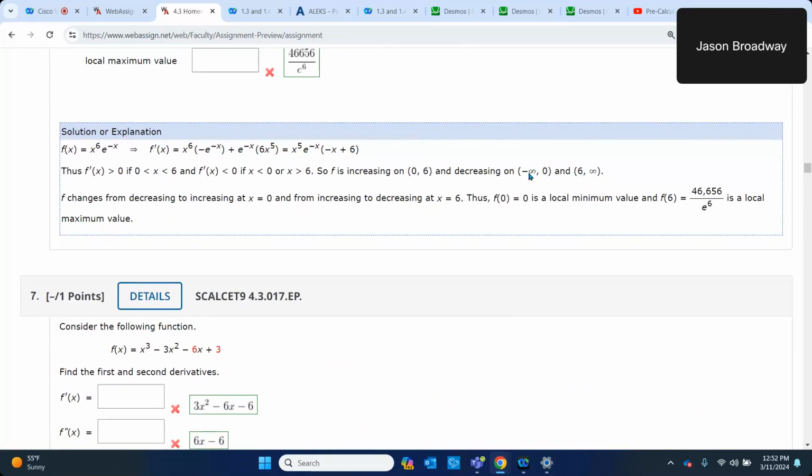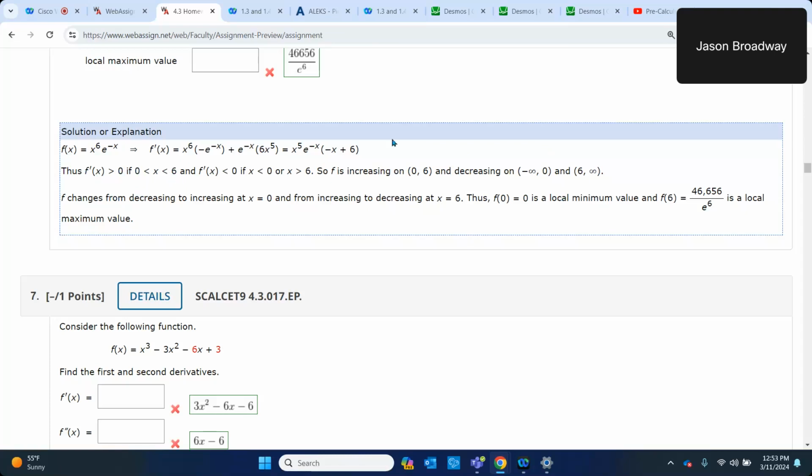Just pick a test point between negative infinity and 0, and if that test point gives you a positive f prime, then you will be increasing, and if it gives you a negative f prime, you'll be decreasing. Okay. And we also need to look at the open interval from 0 to 6. We've got to do a test point for it. So as it turns out, f prime is greater than 0.